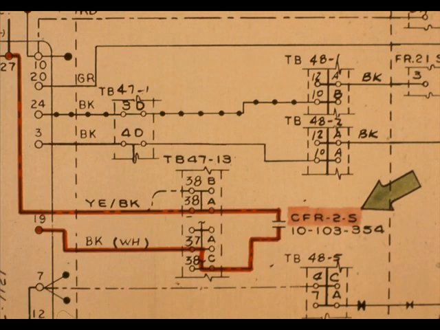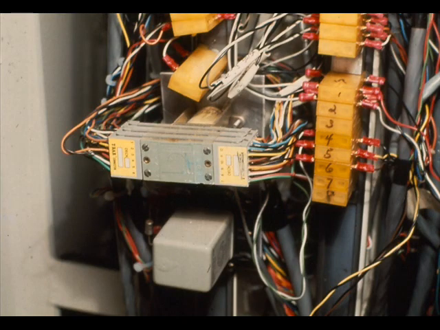The computer fail relay is a digital signal commanded by the computer and sensed by the controller. This controller uses CFR 2.5. The computer fail relays are located in cubicle P1. This is relay 2.